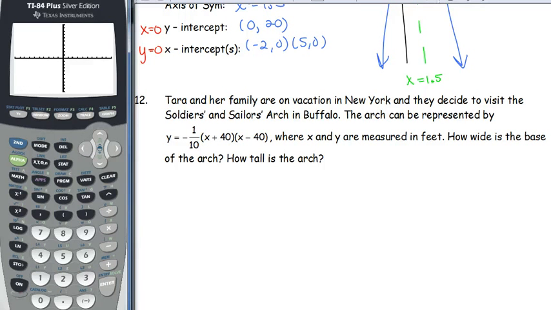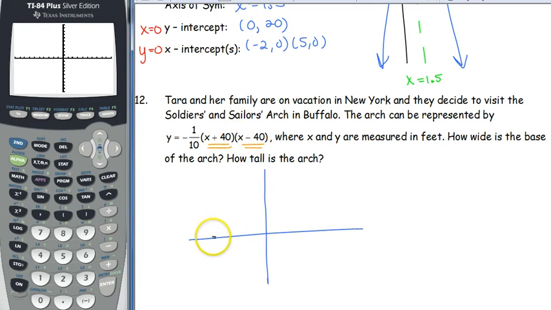Alright, so I entered my equation in, and I see that I've got my -1/10, x plus 40, x minus 40. And when I graphed, I always change back to a standard window, so zoom 6. I don't see anything at all. But we are lucky in the fact that our equation is in intercept form. So before I even go to my calculator, I know that I'm going to have an x-intercept way over here at a negative 40, 0.